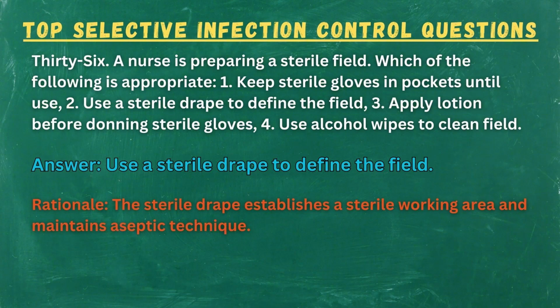36. A nurse is preparing a sterile field. Which of the following is appropriate? 1. Keep sterile gloves in pockets until use. 2. Use a sterile drape to define the field. 3. Apply lotion before donning sterile gloves. 4. Use alcohol wipes to clean field. Answer. Use a sterile drape to define the field. Rationale. The sterile drape establishes a sterile working area and maintains aseptic technique.